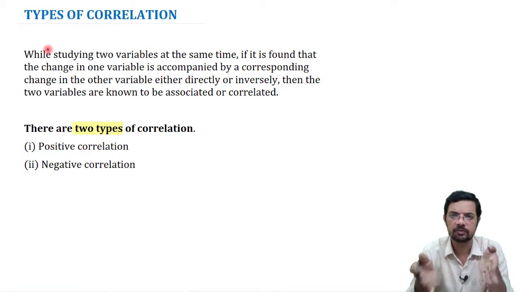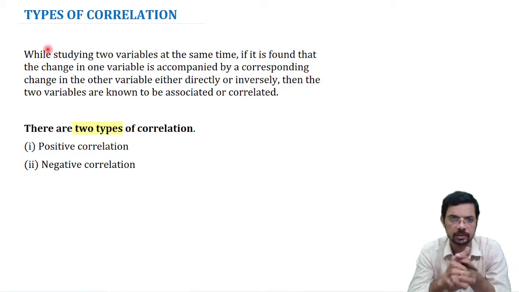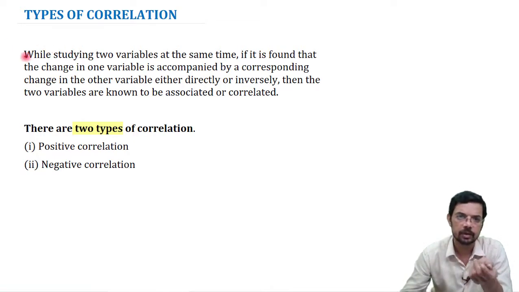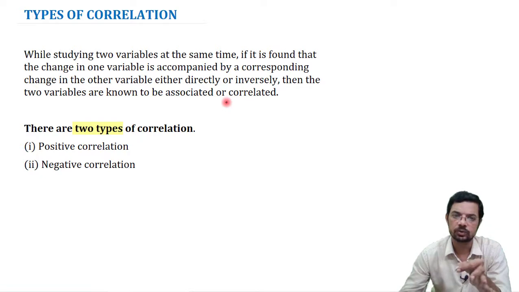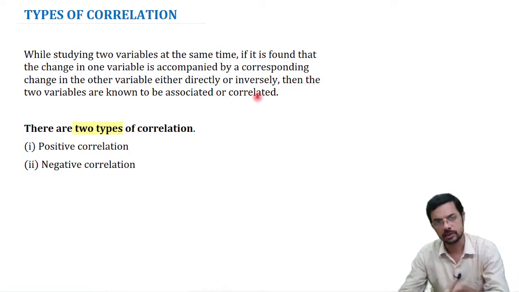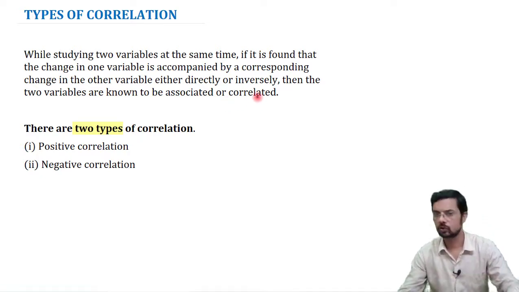In case they are related, there will be a change in one particular direction. While studying two variables at the same time, if it is found that the change in one variable is accompanied by a corresponding change in the other variable, either directly or inversely, then the two variables are said to be associated or correlated. Otherwise, we say that they are not correlated.